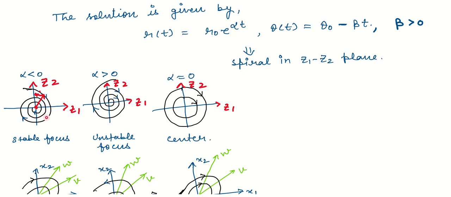Now, such kind of behavior we call stable focus. This kind of behavior we call unstable focus. Why do we call it unstable focus? Because it keeps increasing and going away from the origin. Because the origin is the equilibrium point, right? And it is going away from the origin. So that's why it is unstable focus. This is a center. Why center? Because it is neither increasing nor decreasing. So this particular scenario, we call it center.